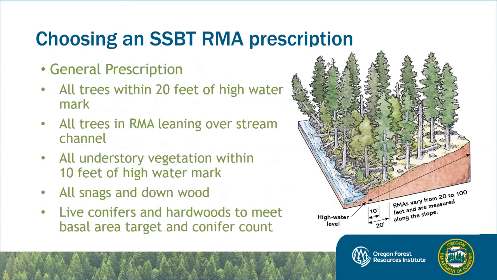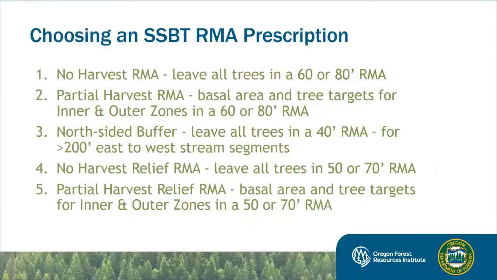And so the general prescription for SSBT is still the same as for type F. All trees within 20 feet of the high water mark are reserved. Any trees leaning over the stream channel, all understory vegetation within 10 feet needs to be protected, and then all snags and down wood within the entire RMA. And then finally the live conifer and hardwood basal area and live conifer count.